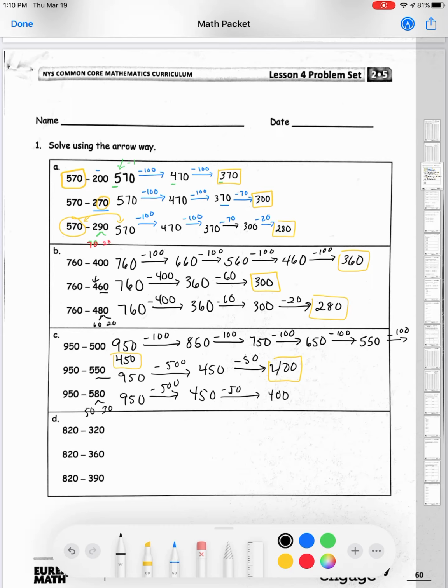I'm using my iPad and my Apple Pencil. So I haven't used it in a long time to do these things. So if my writing's a little sloppy, sorry about that. Okay.